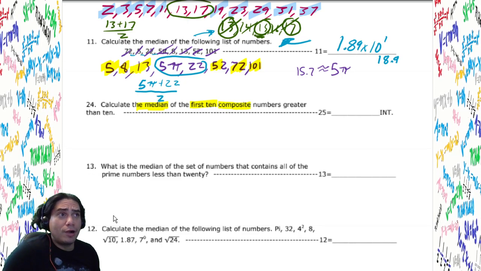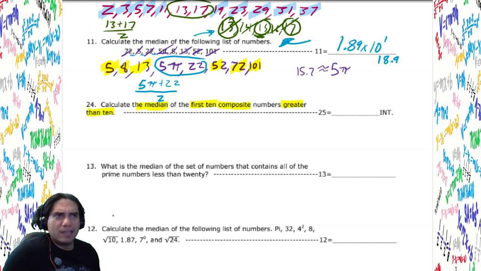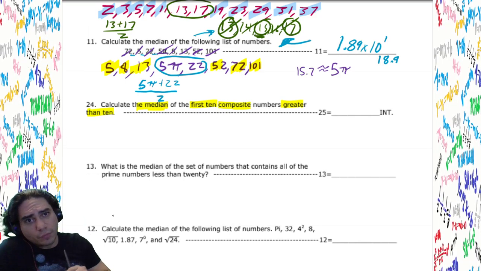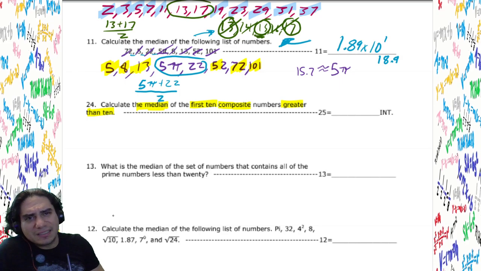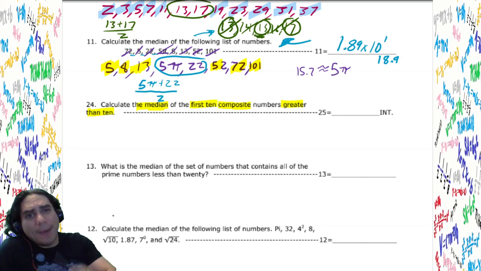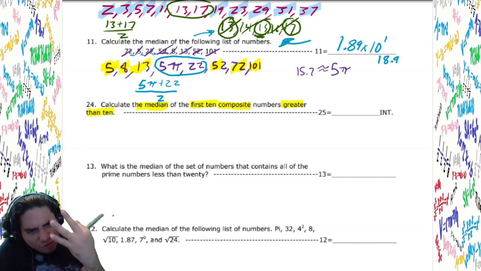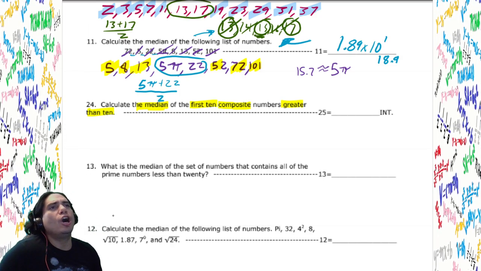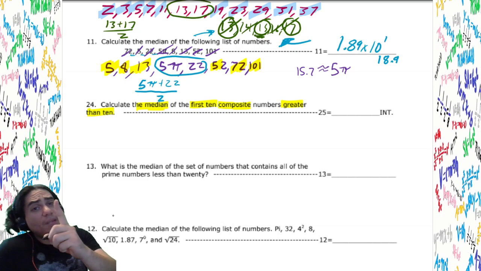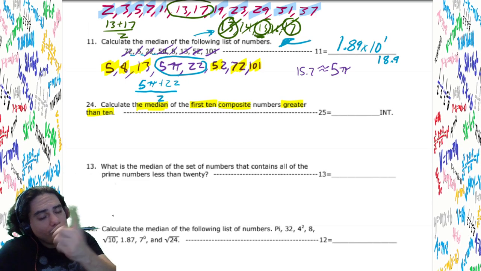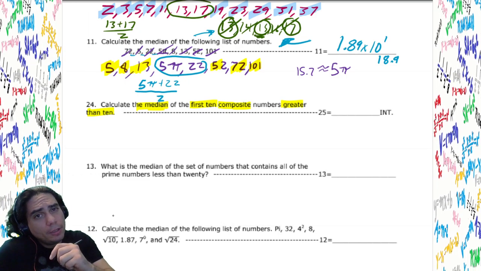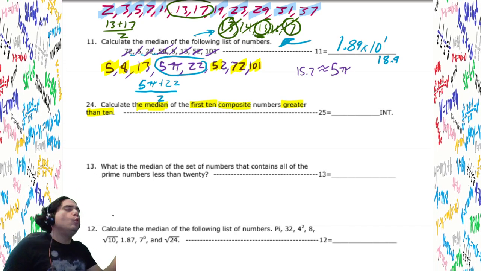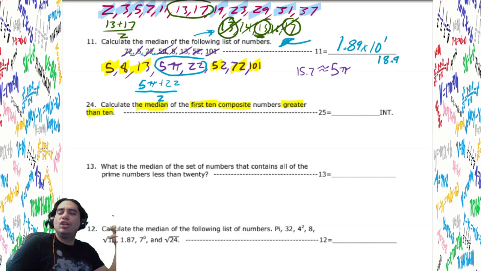composite numbers. A composite number is a number divisible by more than two numbers. For example, 9. 9 is divisible by 1, by 9, and by 3. That's a composite number. It's basically any number other than prime, except for the number 1. 1 is only divisible by one number.